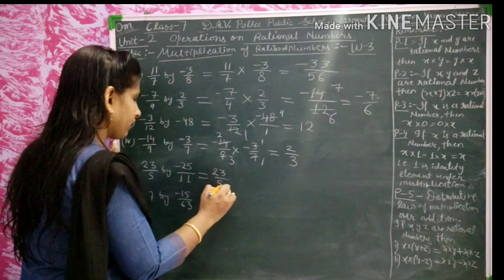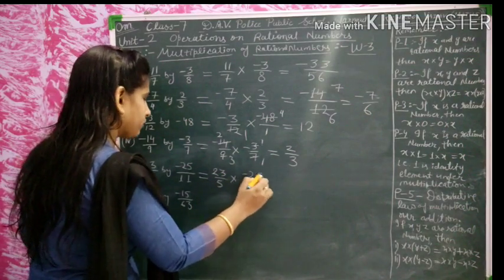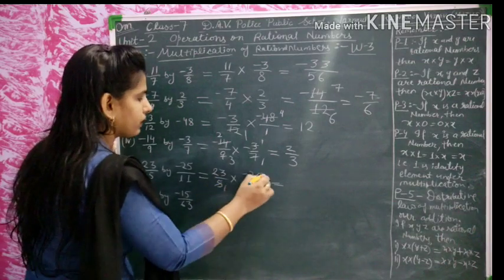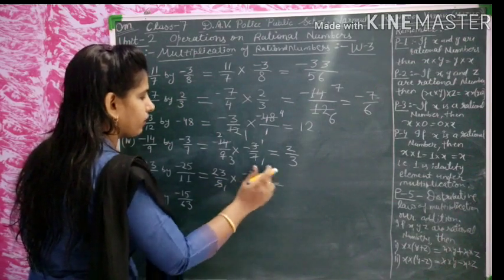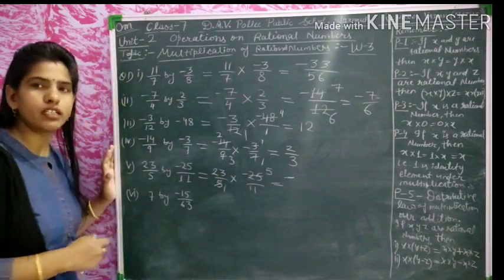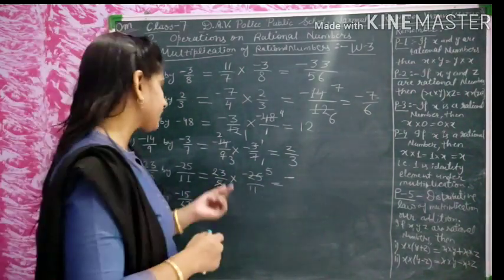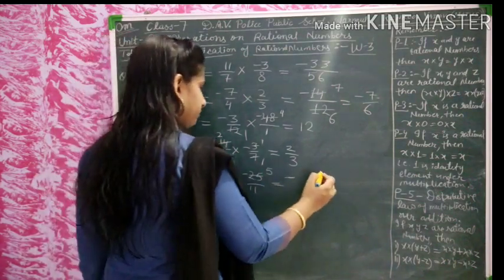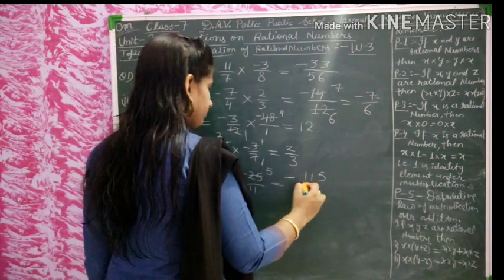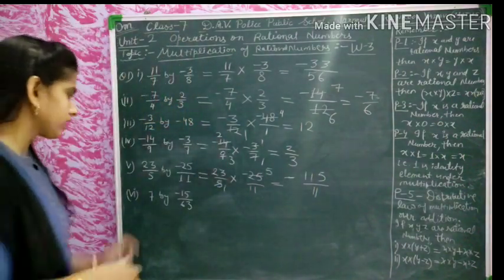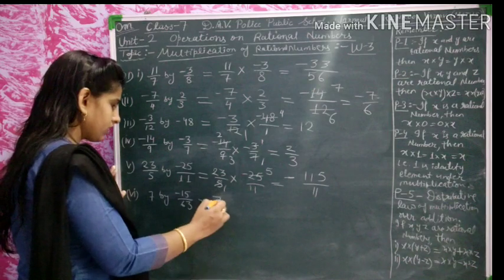23 by 5 multiplying by minus 25 by 11 here. And this will also be divided by 5. 5 5s are 25, and there is the negative sign because plus and minus multiplying here will get a minus sign. 23 into 5 and divided by 11. This will get the standard form in the answer. Now we will solve it.